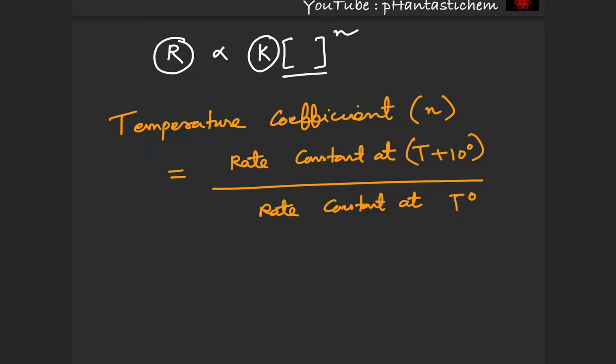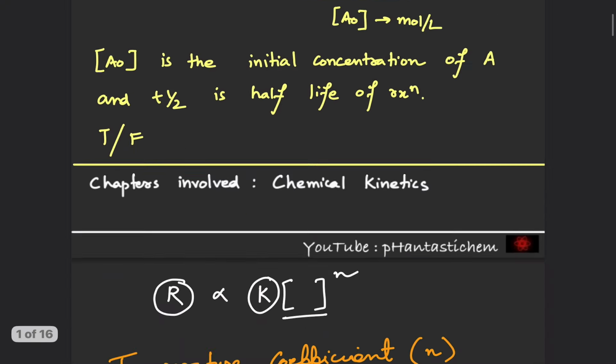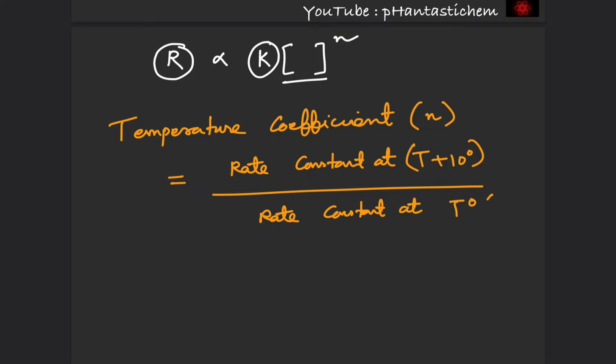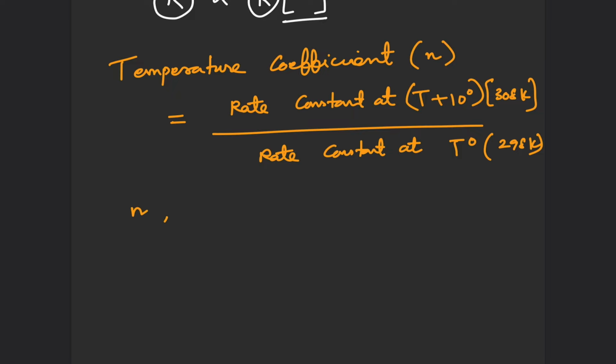In our question, they have given us that temperature is increased by 10 degrees, from 298 Kelvin to 308 Kelvin. So what is temperature coefficient? Temperature coefficient is the ratio of rate constants. We can also write it as K of the reaction at T plus 10 degrees divided by K of the reaction at T degrees. The value of temperature coefficient for most reactions is between 2 and 3.